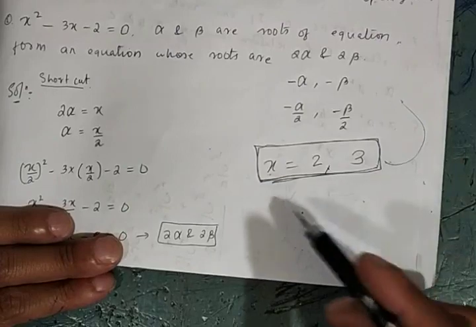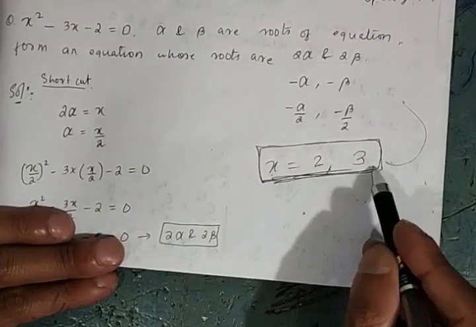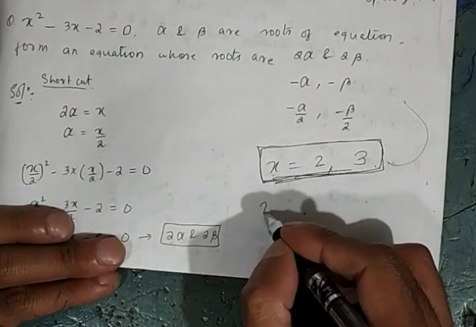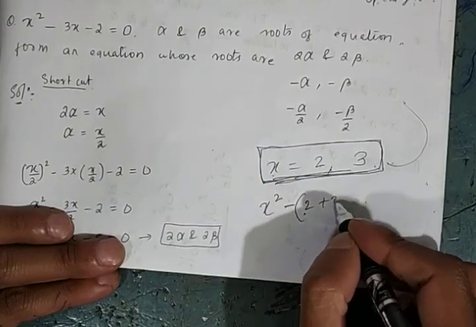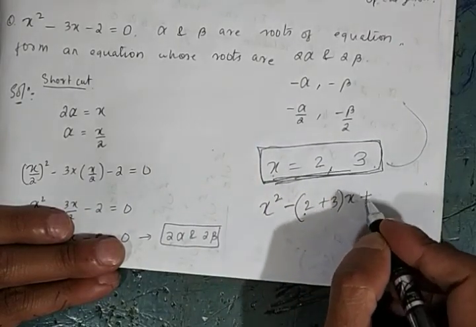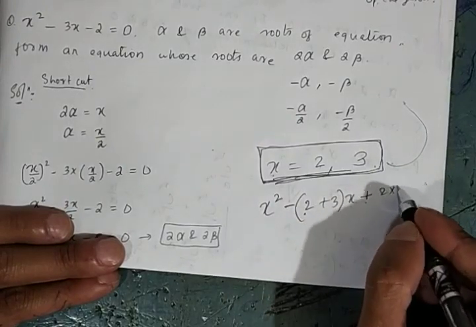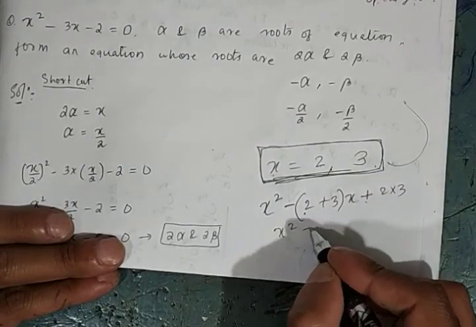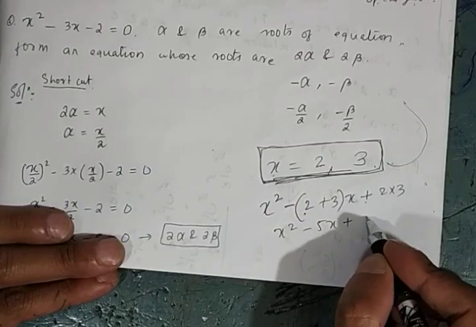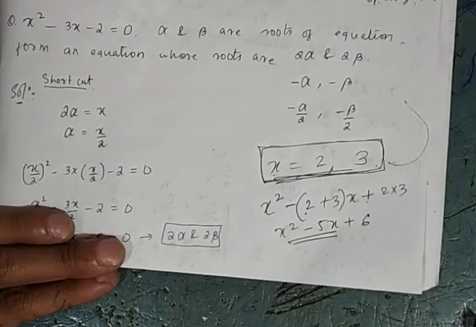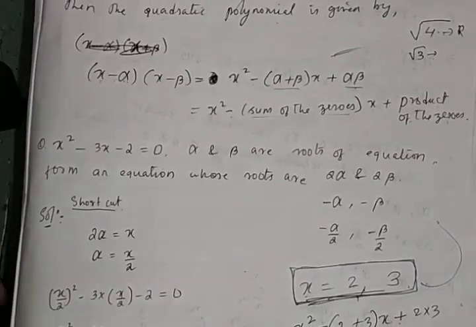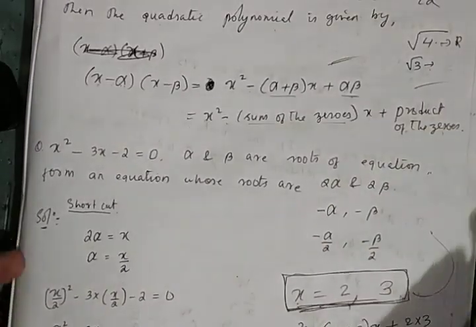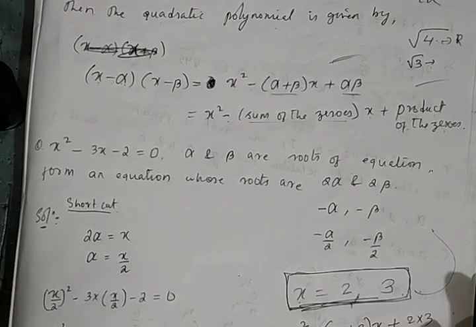Suppose the values of x are 2 and 3. So how does the quadratic polynomial look? It is x square minus sum of the zeros, 2 plus 3, x plus product of the zeros, 2 into 3. So it is x square minus 5x plus 6. This is the quadratic polynomial. Based on the zeros you get the answer. So very, very important.